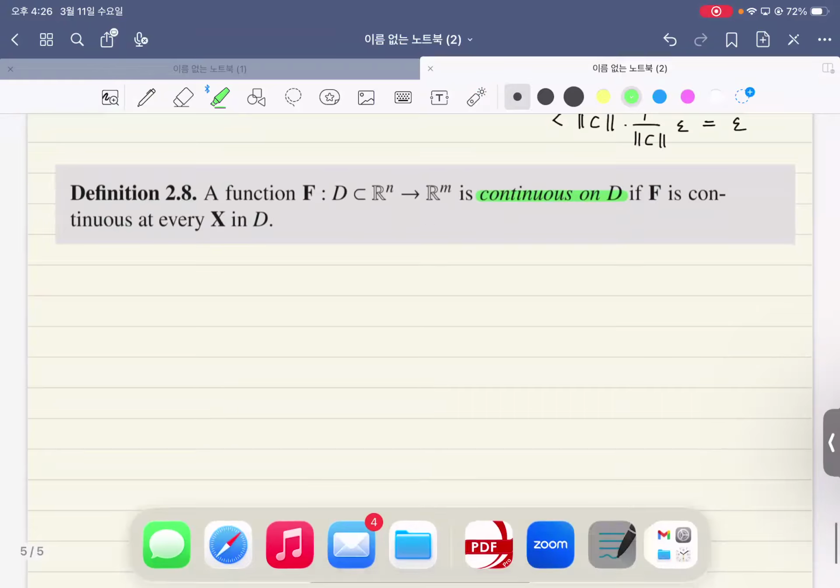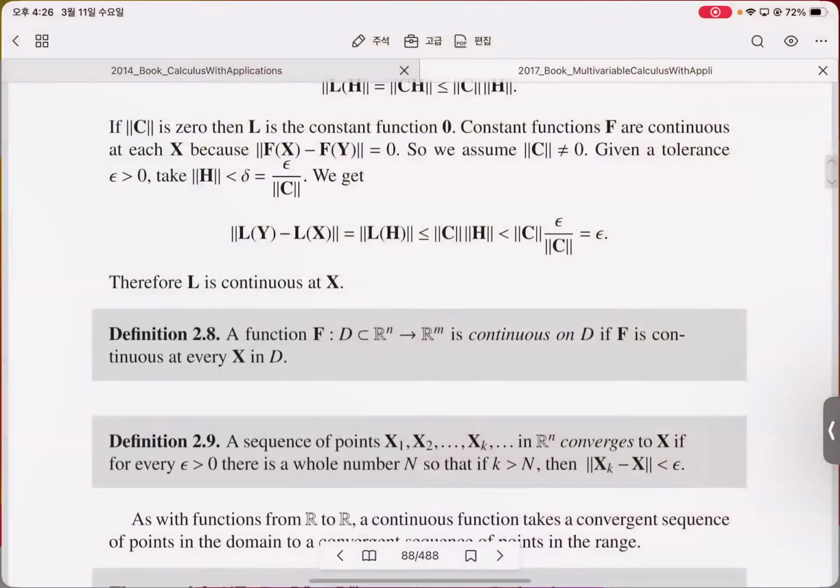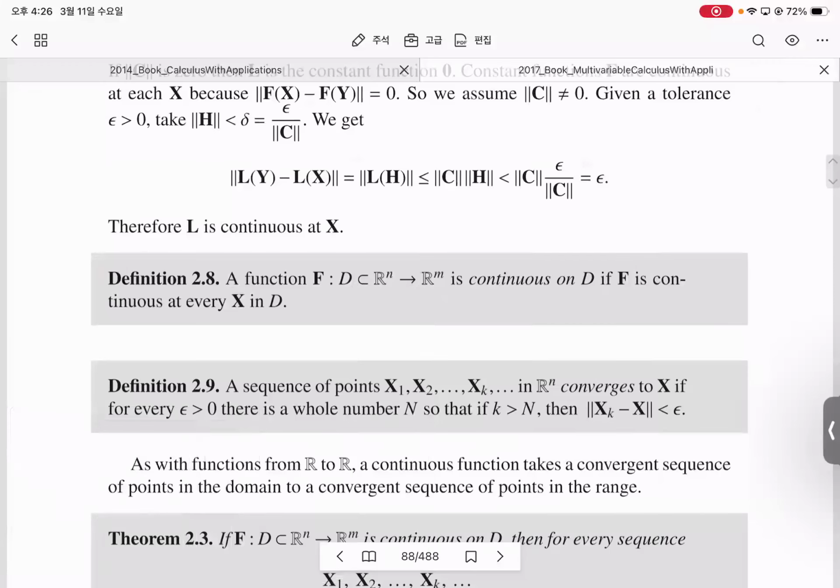And the next definition is the convergence of a sequence.